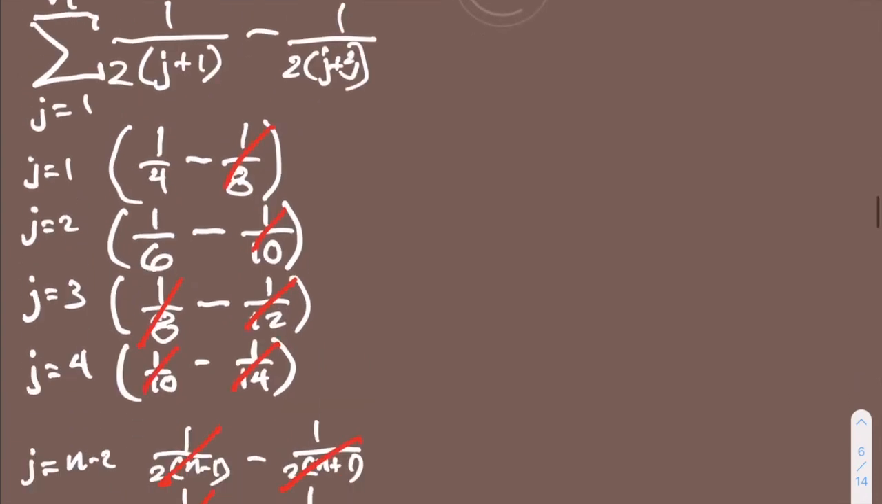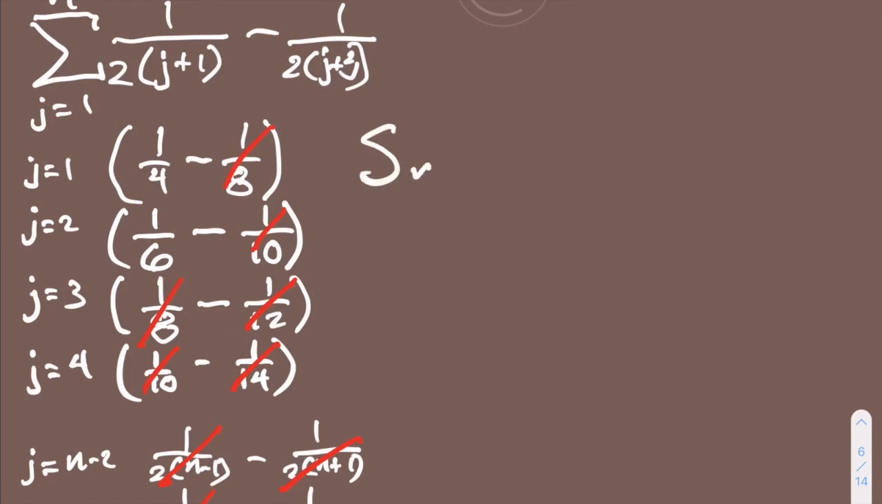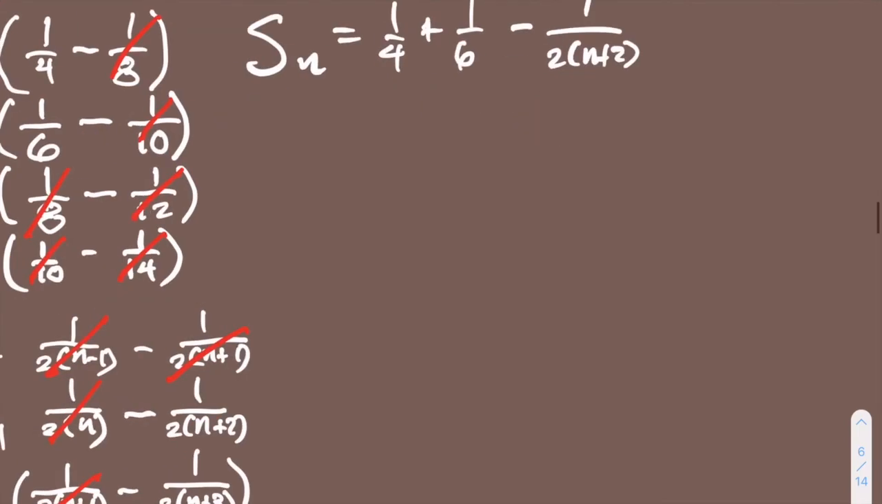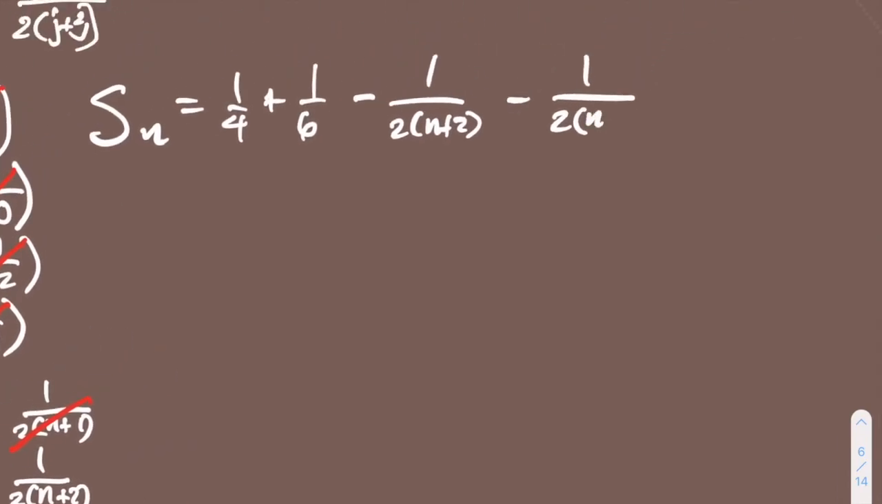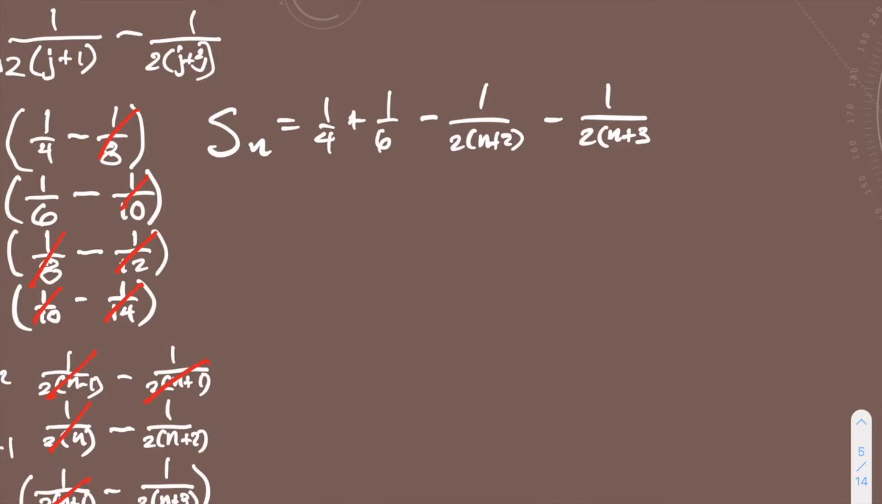As we're adding that all together, we are coming to realize that our S sub n has in it 1/4 plus 1/6 minus 1 over 2 times n plus 2, minus 1 over 2 times n plus 3. And that's going to be the sum of the first n terms of our series.